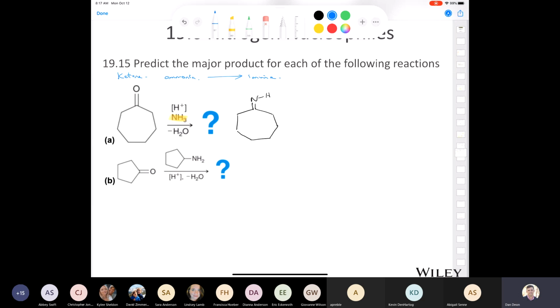And the next one, we have a ketone, and we have a primary amine. And if we're reacting with a primary amine, could anybody tell me, will we form an imine or an enamine? Not a trick question.